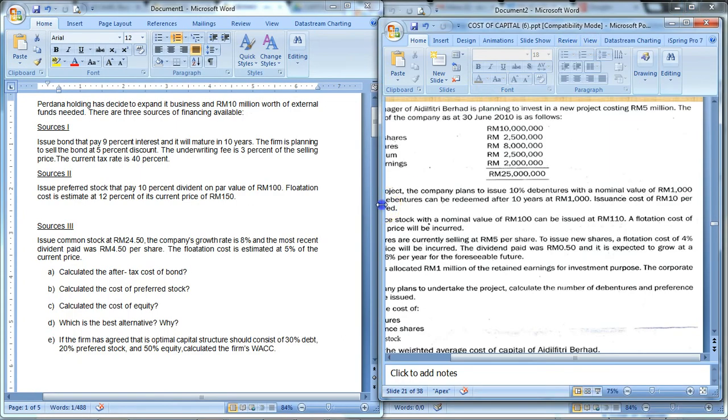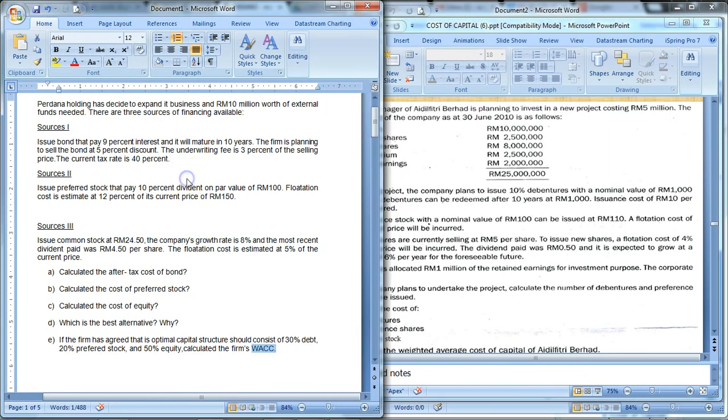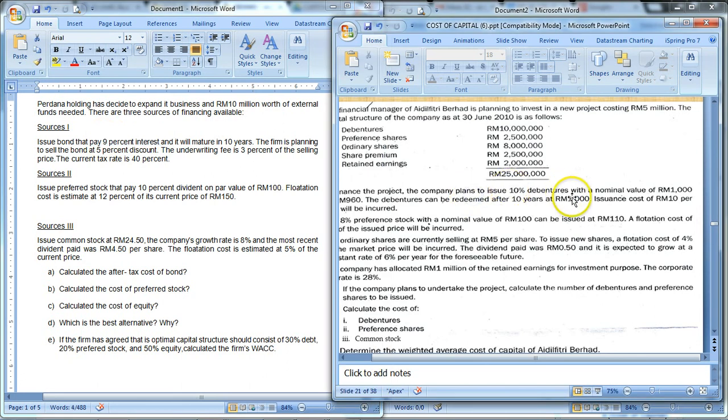Okay, so 9% interest. This we call 10% debentures. The way the question constructs the sentence, you need to understand how to extract the information. I will teach you later in the next video.